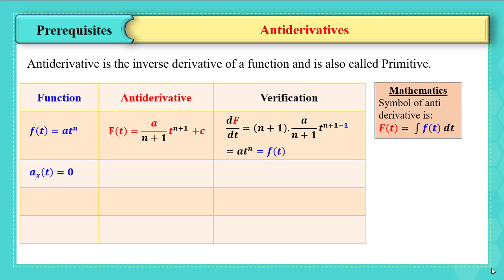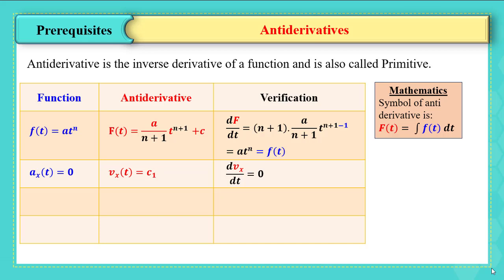If a is 0, what function has a derivative equal to 0? It is the derivative of a constant. Thus, the antiderivative of this 0 is just a constant. This is easy to verify.